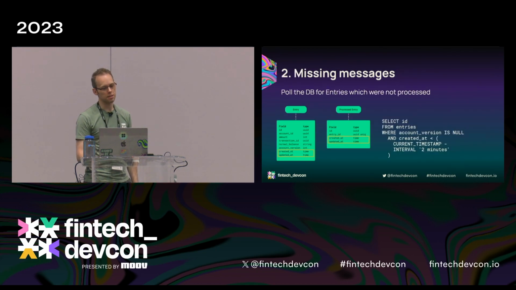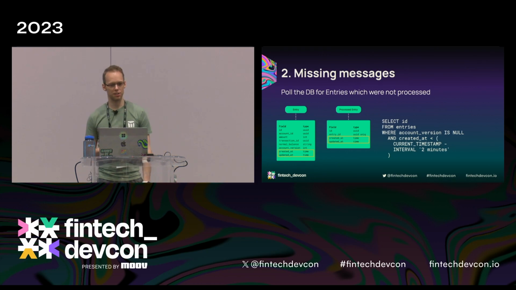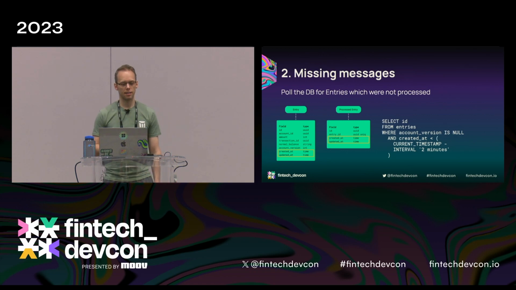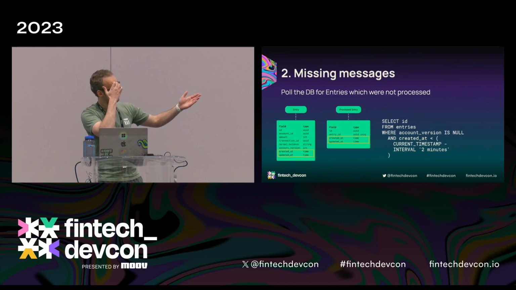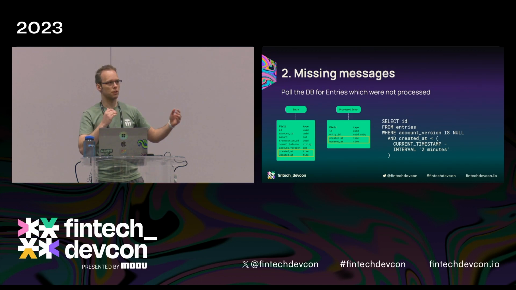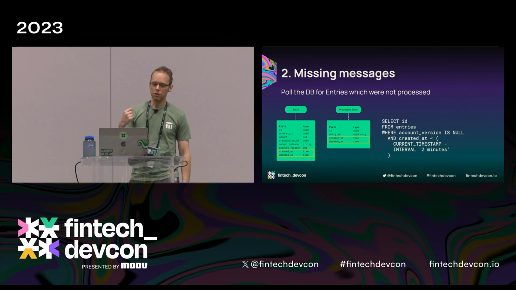The next case is missing messages. I have not actually seen this happen in my queue, but we do have all of this backup logic just in case. The idea is that you're going to periodically pull, say every minute, with a cron job that's going to look through your database. In Rails at least, you add timestamps to all of your tables so you know when an entry was created, and you know when your processed entries were created in principle. What you do is you just look for all the entries which never got an account version and they're older than what you expect.